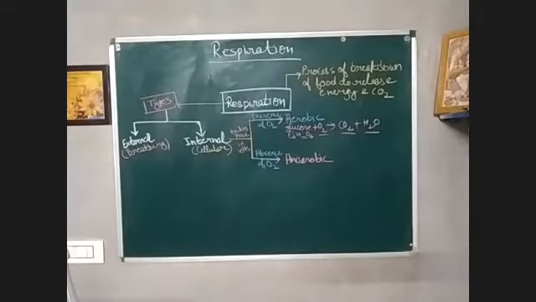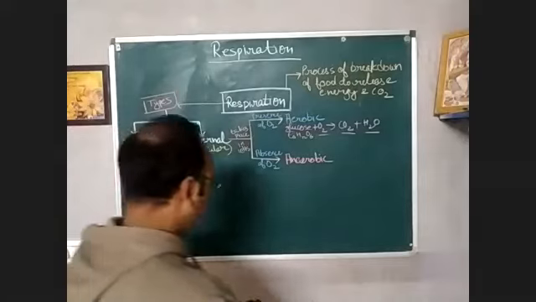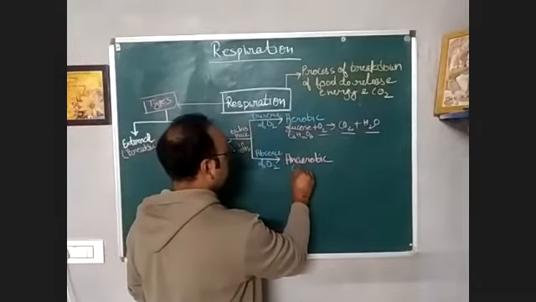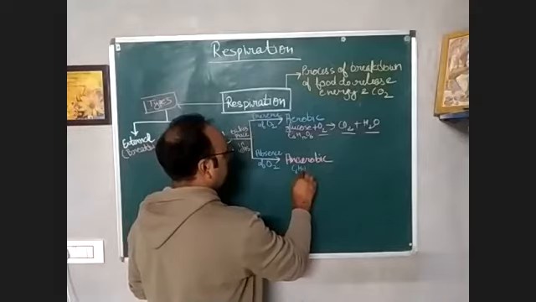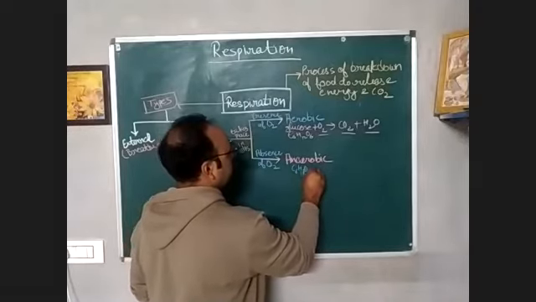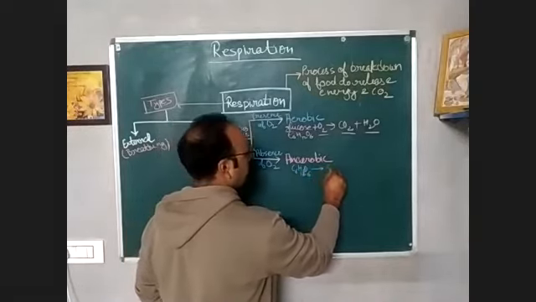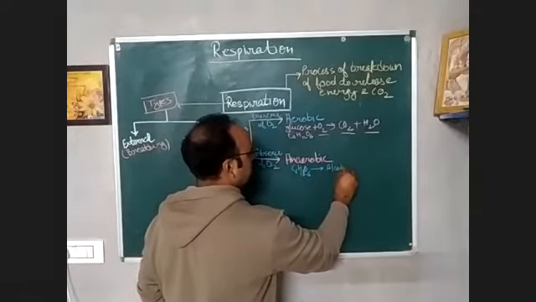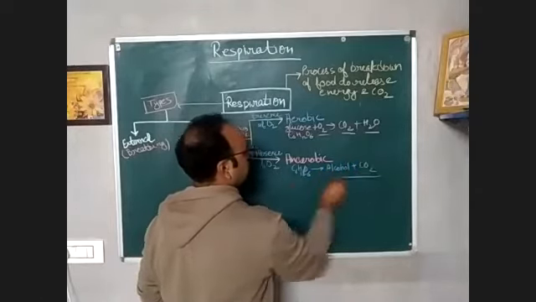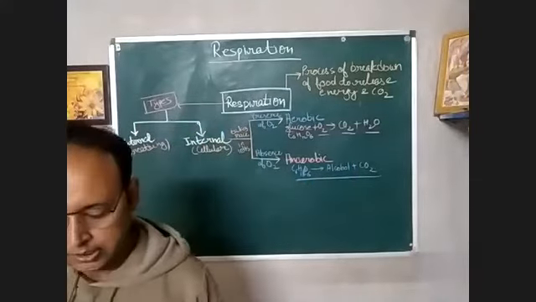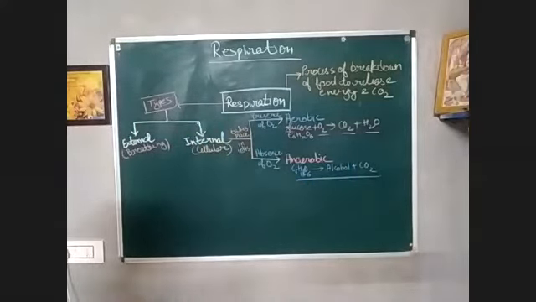Then we talk about anaerobic respiration. In anaerobic respiration, the same glucose, C6H12O6, breaks down to produce alcohol plus carbon dioxide. This we have discussed about aerobic and anaerobic respiration. I hope this is clear to all.